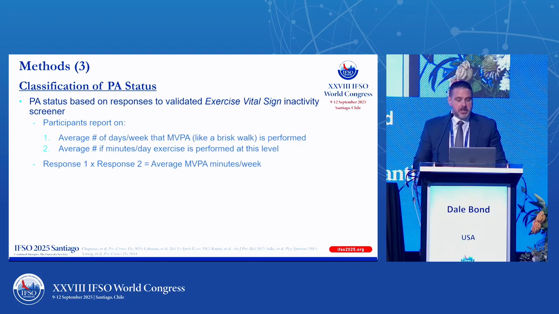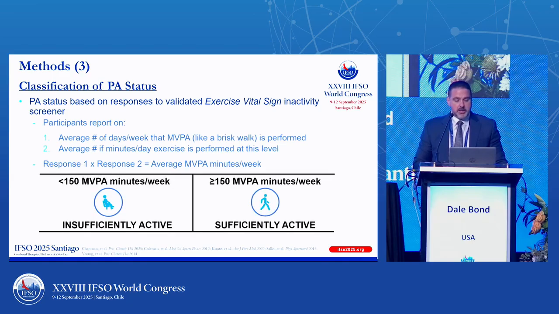PA status was classified based on responses to the validated Exercise Vital Sign and Inactivity Screener. This is a 2-item measure. For the first item, participants report on the average number of days per week that MVPA, for example, like a brisk walk, is performed, and then the average number of minutes per day that exercise is performed at this level. You then multiply these two items to calculate the average MVPA minutes per week. And in accordance with World Health Organization guidelines, participants who reported less than 150 MVPA minutes per week were classified as insufficiently active. Those who performed at least 150 were classified as sufficiently active.